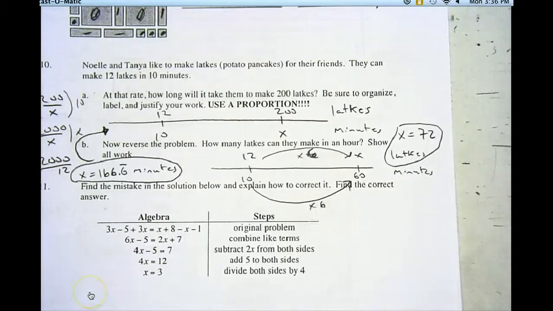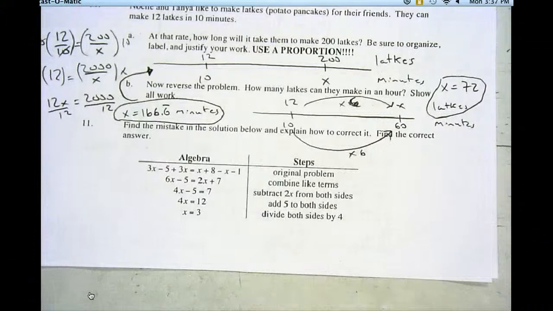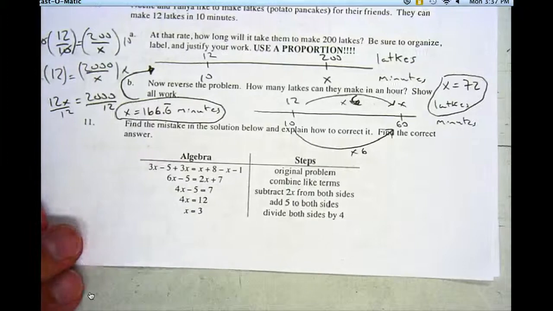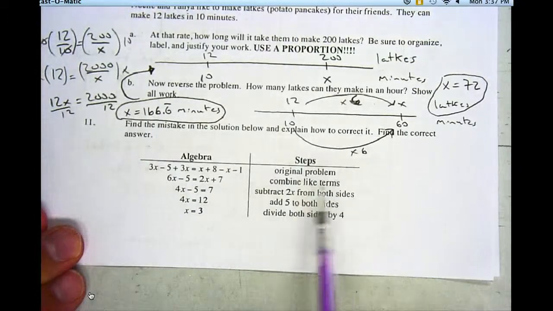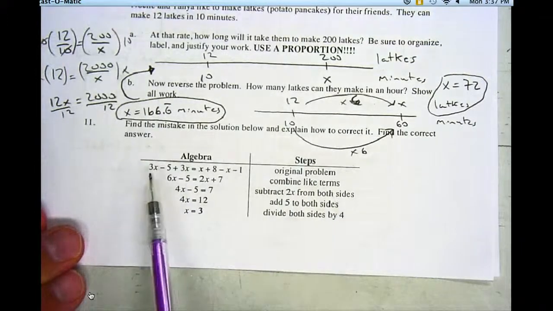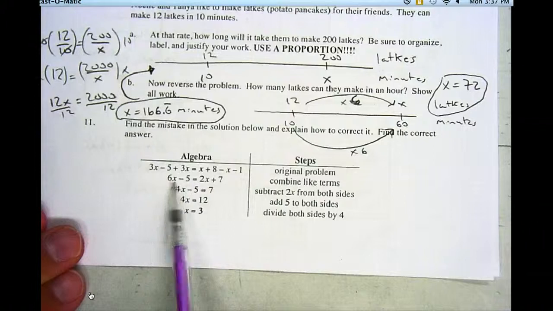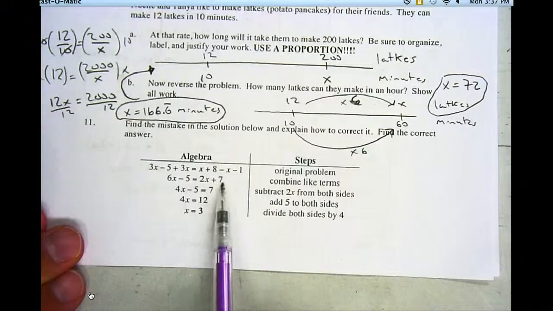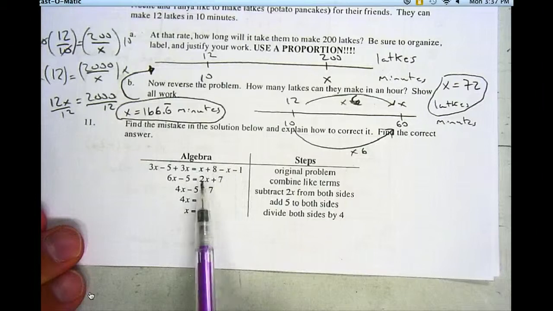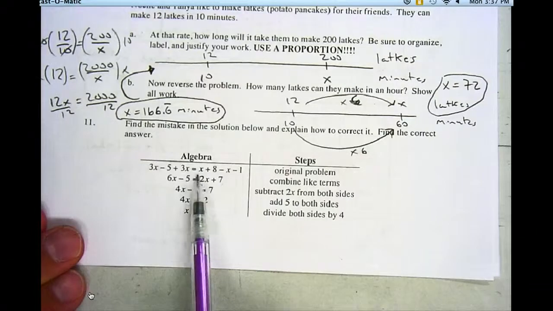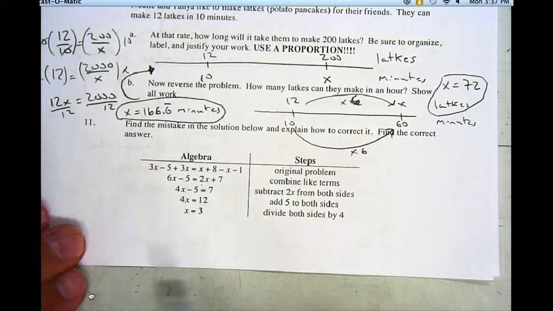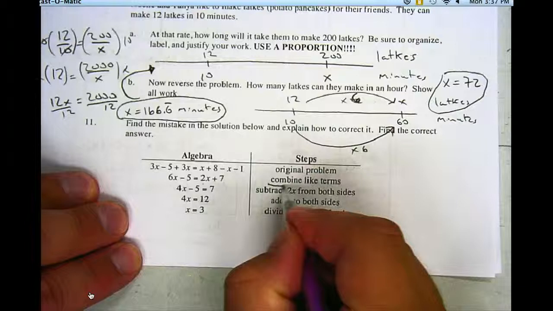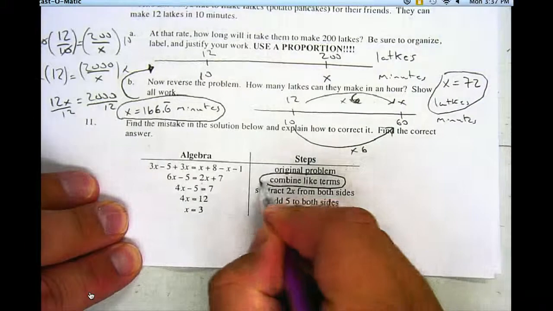The last thing I have here is number 11. It says find the mistake in the solution below and explain how to correct it. Find the correct answer. So if I look here, original problem is there. Now the next thing, I combine my like terms. So I have a 3x and 3x, that makes 6x, and the minus 5. And over here I have 8 and negative 1, which is 7, and x and negative x, which is not 2x. X and negative x is 0. So the mistake that they made is in combining the like terms.